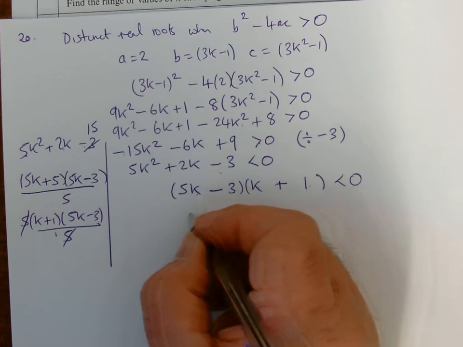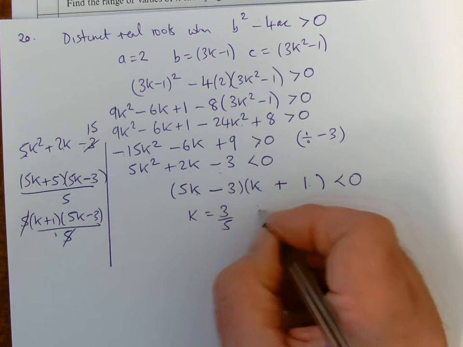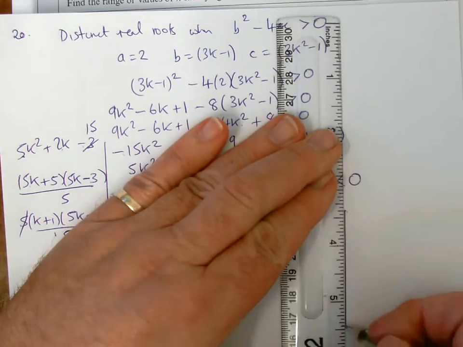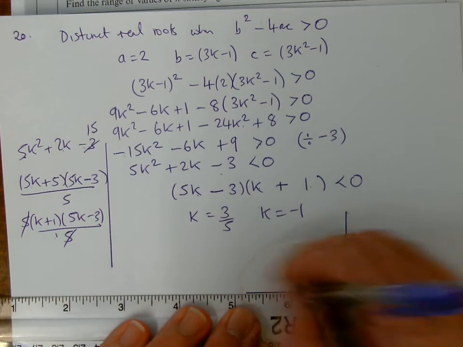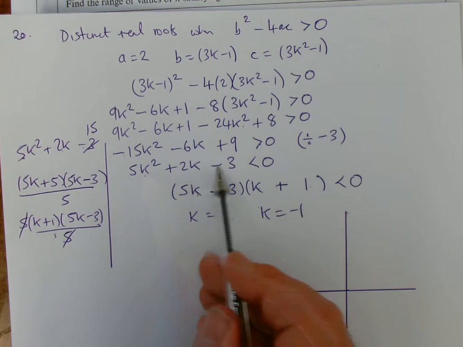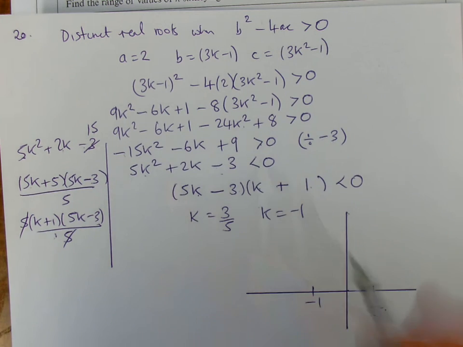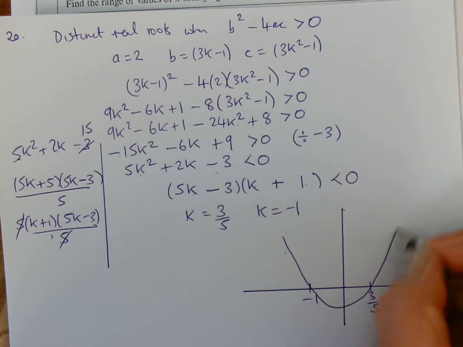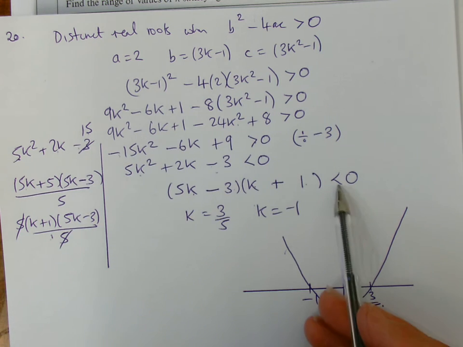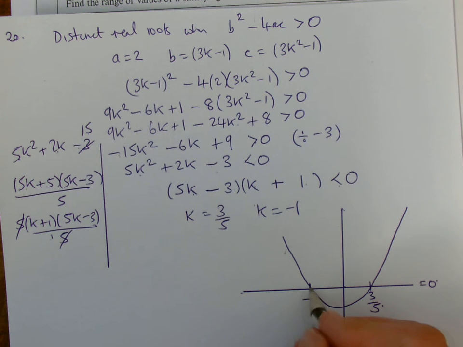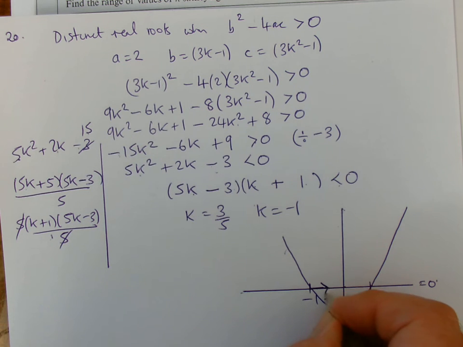Okay, to get the key values, k will be 3/5 and k will equal minus 1. So there's two key values, so I need to draw a sketch. So this quadratic curve will cut at minus 1, and that's 3/5. It's positive, so it's going to look this way around. And I want to know when it's less than naught, where this line is where it equals naught. So less than naught is below the line. So for it to be below the line, it'll be that side of minus 1 and this side of 3/5. So it's just between minus 1 and 3/5.